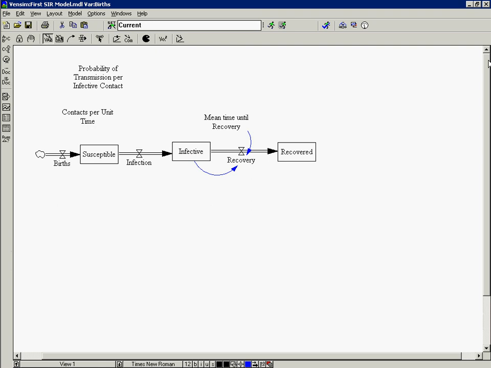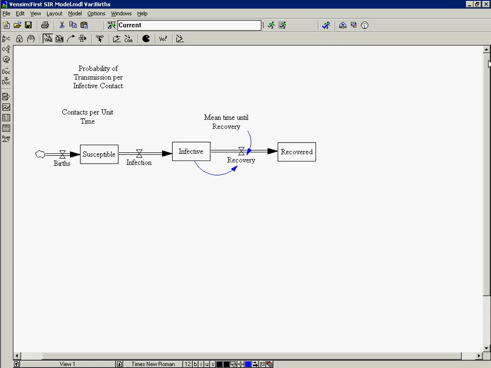They might be more likely to catch something from a nearby infective. Hence, preschools are sort of hotbeds of spread of infection. Okay, so we have probably transmission per infective contact. A better term for it is per discordant contact, but contact between a susceptible and infective. But we'll just say per infective contact.